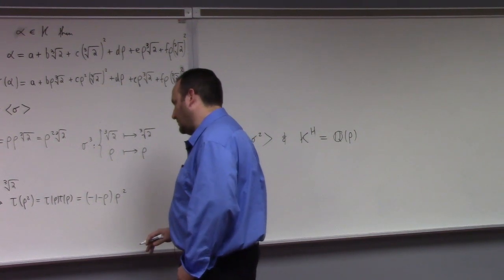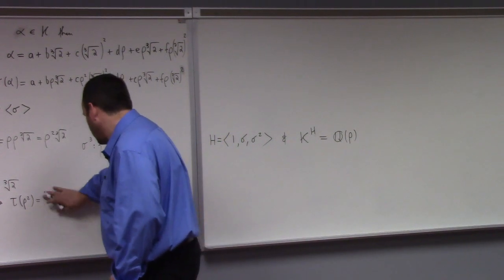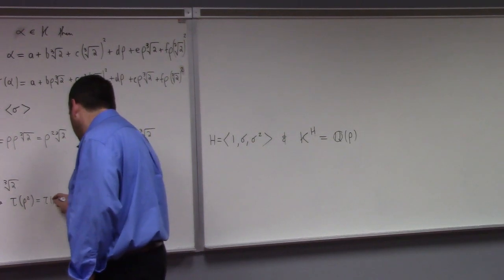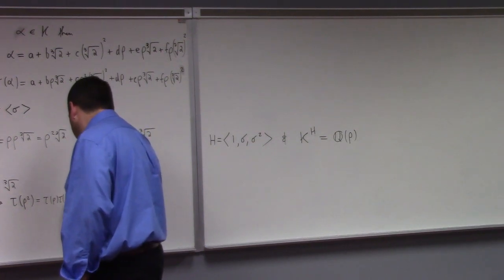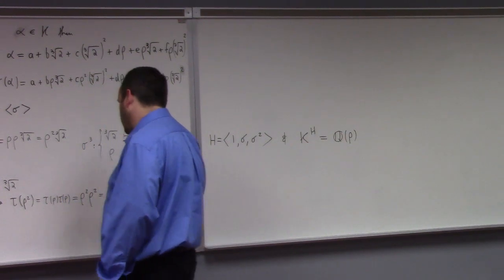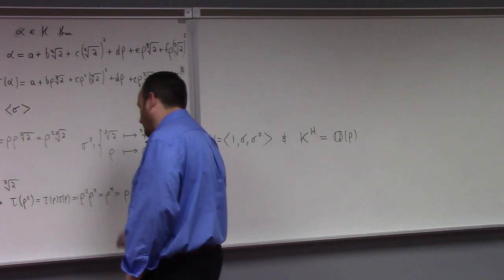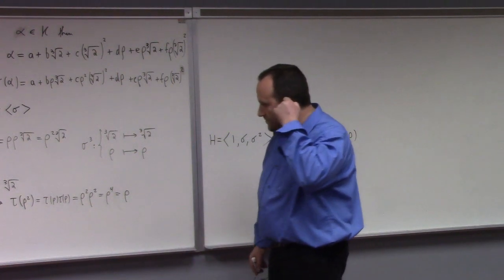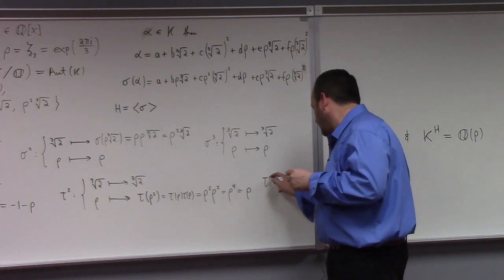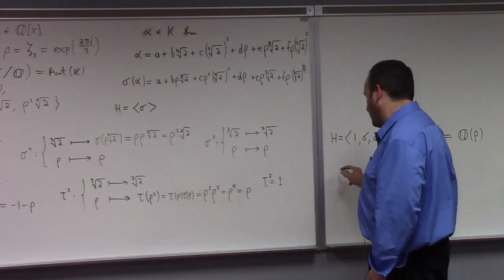So it's rho to the 4th. So I think it should just be rho, right? Oh, okay, so you're saying, look at this as tau of rho times tau of rho, which is rho squared times rho squared. And that's rho to the 4th, which is equal to rho again, because rho cubed is 1. Yeah, very good. So however you want to see it, tau squared is 1, right?